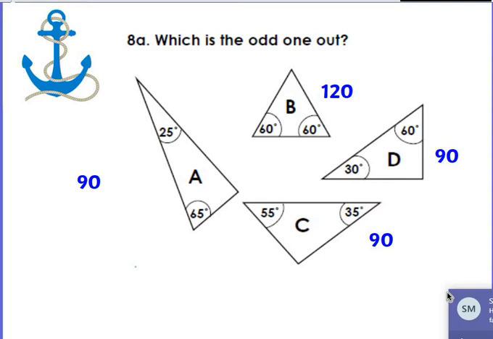And then I have got another difference where they have got two angles that are the same, so 60 and 60, as all the others have different size angles.